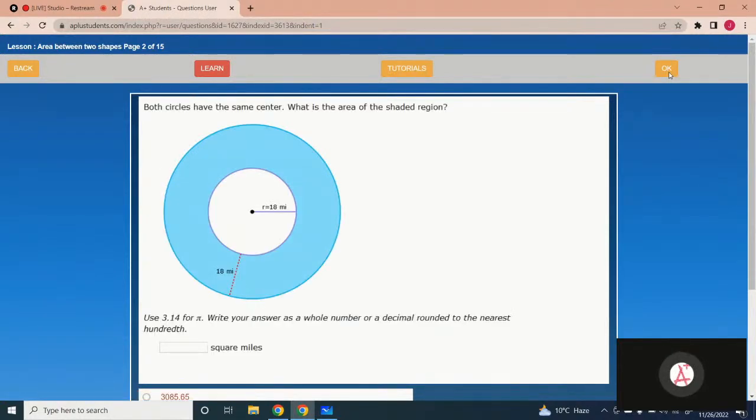Okay, the next one is: both the circles have the same center. What is the area of the shaded region? So you have to do the same. You need to find the area of both the circles, the greater one and the smaller one, and subtract the areas, and you will get the area of the shaded region. Got it? Area of the circle is pi r square, isn't it? Yes. So let's start with finding the area of the greater circle.